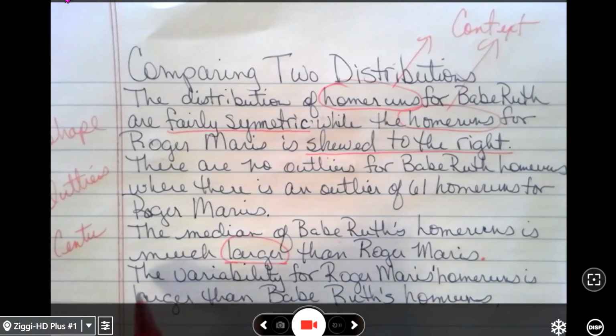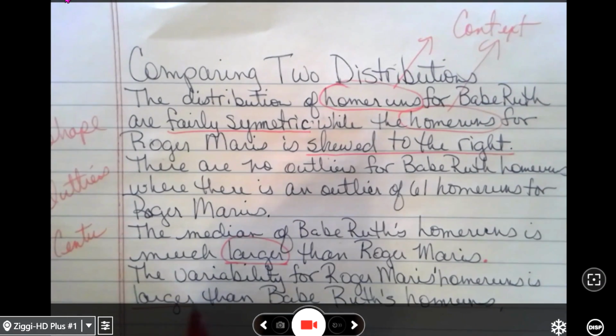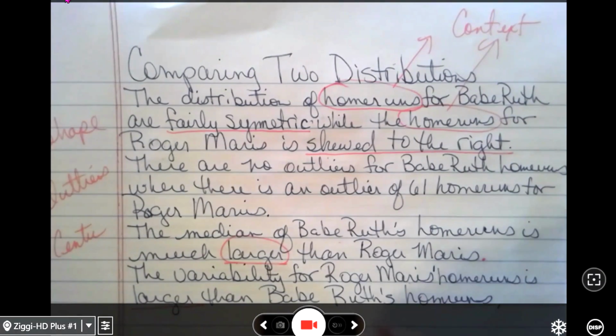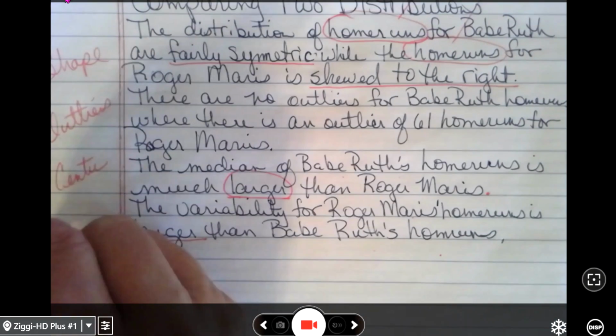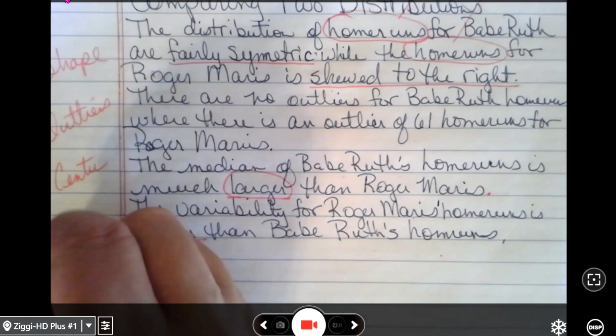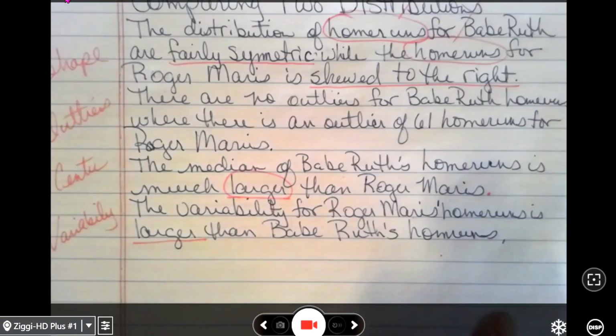The variability for Roger Maris's home runs is larger than Babe Ruth's home runs. So larger again, and I'm comparing Roger to Babe Ruth. I could say Babe Ruth is smaller. You can do that as well if you'd like to. Let me move that up a little bit. But that's how I chose to do it. So you have to include all 4 things. Okay, so there it is.